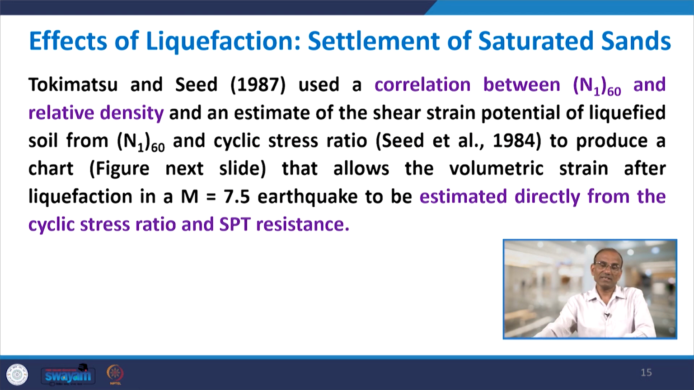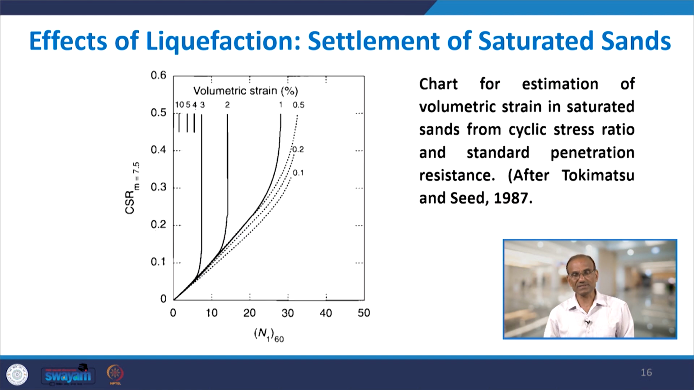Tokimatsu and Seed in 1987 used a correlation between N160 and relative density. So, the correlation is done between N160 and relative density, and an estimate of the shear strain potential of liquefied soil from N160 and cyclic stress ratio, which is Seed et al. in 1984, has produced a chart which is given there, that allows the volumetric strain after liquefaction in a magnitude 7.5 earthquake to be estimated directly from the cyclic stress ratio and SPT resistance.